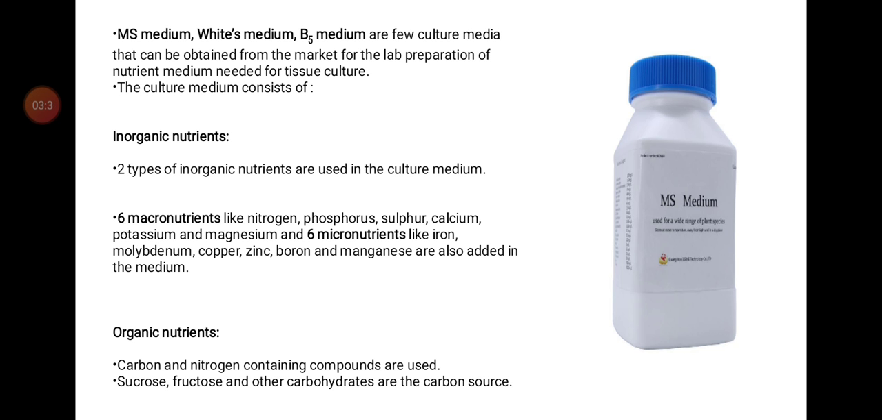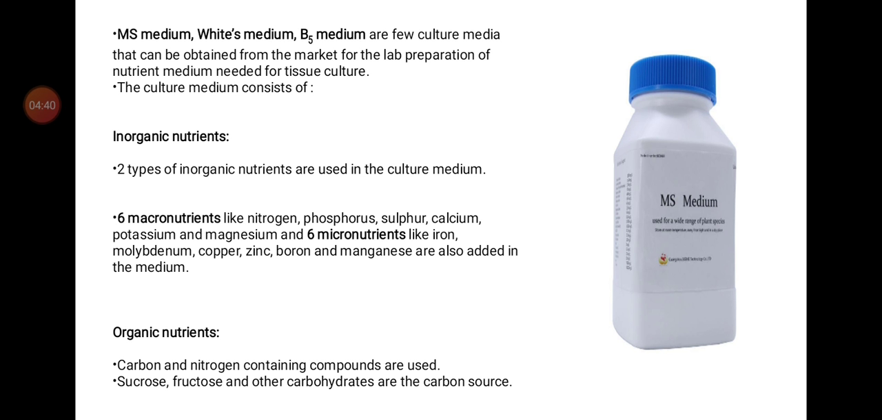Now, preparation of the culture medium. There are so many culture mediums available in the market which are used in plant tissue culture: MS medium, White's medium and B5 medium. These are very popular nutrient media used in the plant tissue culture method. These contain inorganic nutrients as well as organic nutrients.